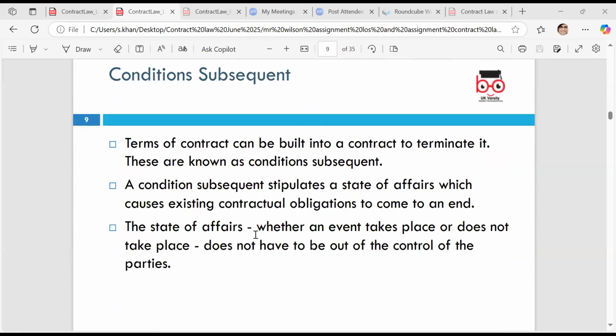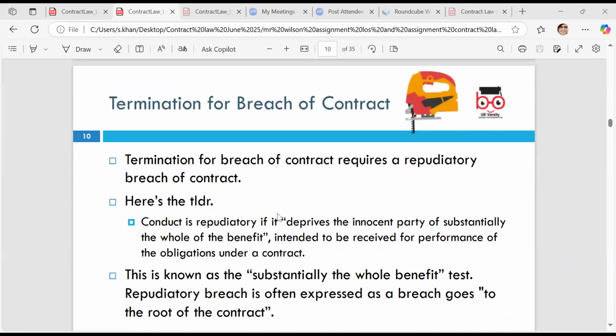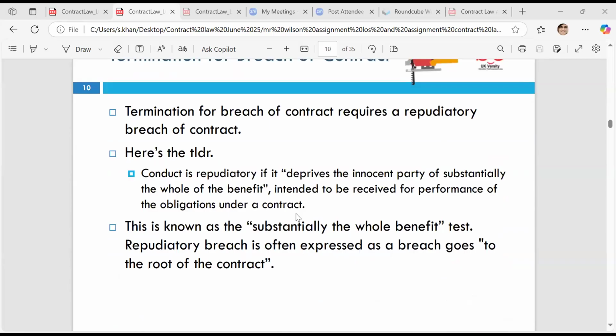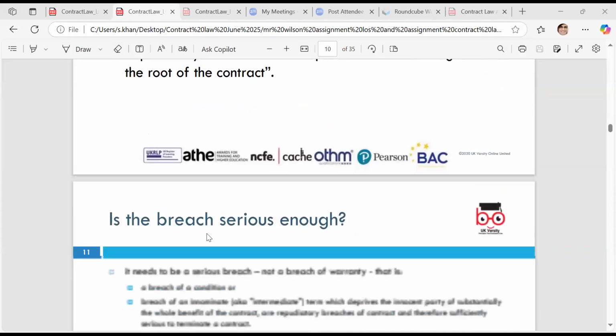Then we've got conditions subsequent. Terms can be built into a contract to terminate it. These are known as conditions subsequent. A condition subsequent stipulates a state of affairs which causes existing contractual obligations to come to an end. Termination for breach of contract: if one party fails to fulfill their contractual obligations, this is a breach of contract, and the other party may have the right to discharge the contract. The innocent party can choose to terminate the contract and potentially claim damages and repudiate the breach.